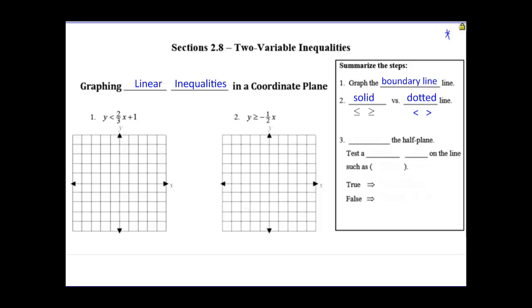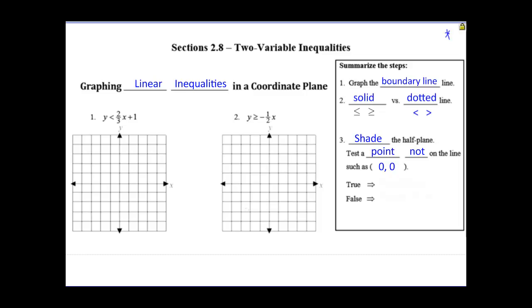After we graph the boundary line, we're going to shade half of the plane. In order to decipher which side of the plane we need to shade, we're going to test a point, hopefully a point that's not on the line. The best point to always choose is 0, 0. Now, if 0, 0 is on your line, go ahead and choose either 1, 0, 0, 1, or you can even go negative 1, 0, or 0, negative 1.